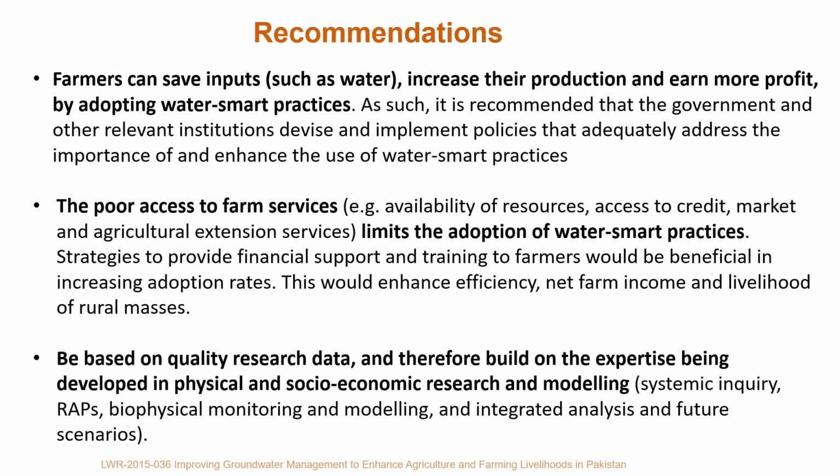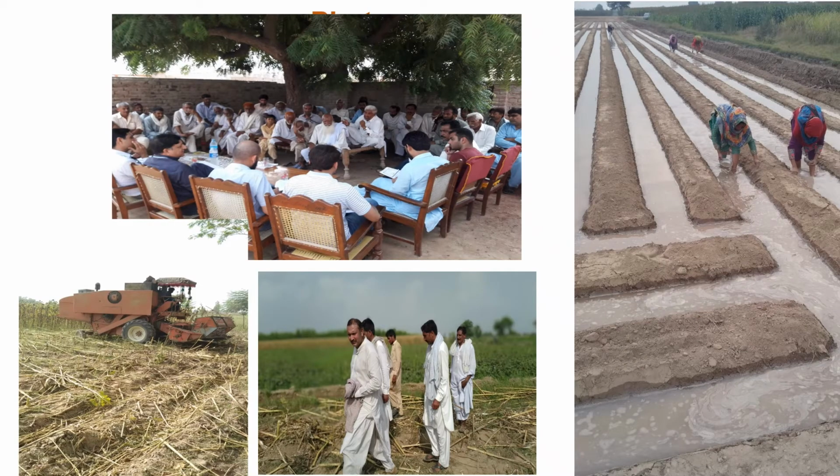Now, what are the recommendations? Number one, the farmers can save inputs such as water, which is a very crucial input, increase their production and could earn more profit by adopting water smart practices. Number two, poor access to farm services limits the adoption of water smart practices. And number three, be based on quality research data and therefore build on the expertise being developed in physical and socio-economic research and modeling, like systemic inquiry, RAPs, biophysical monitoring and modeling, and integrated analysis and future scenarios. These are a few glimpses of the research activities in the project area.